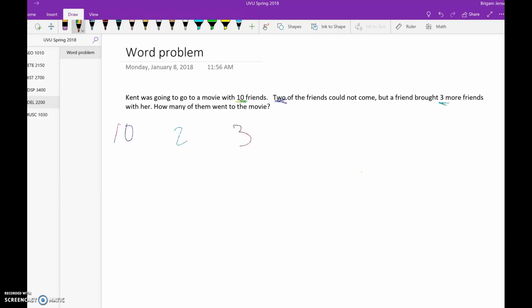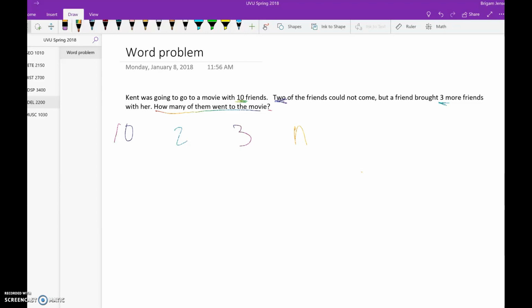Okay, we're going to do this problem two ways. The first way is using equations. So now we want to figure out what our goal is. What's the number we're trying to find? That's normally going to be the last sentence or where the question mark is. So how many went to the movie is what we're trying to find. Okay, so we'll make that our n. That's going to be the number we don't know, right? So, to figure it out, the first way we're just going to use equations here.